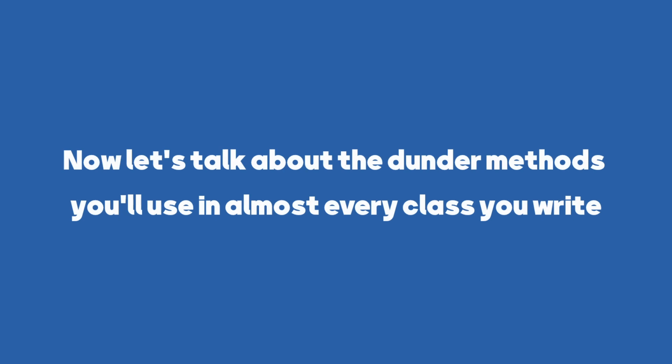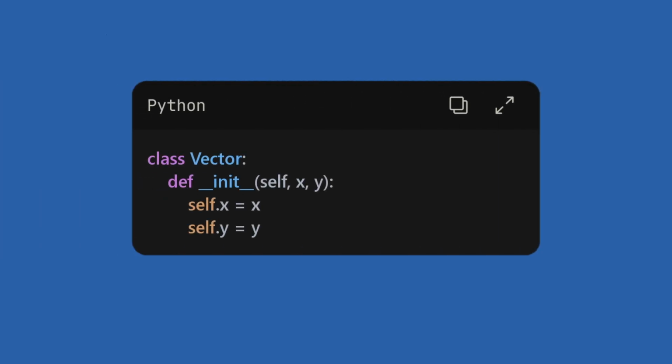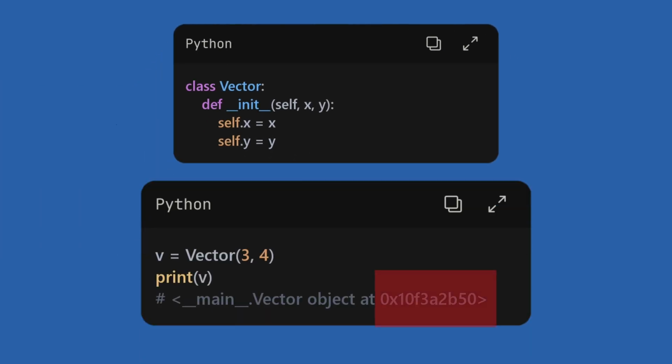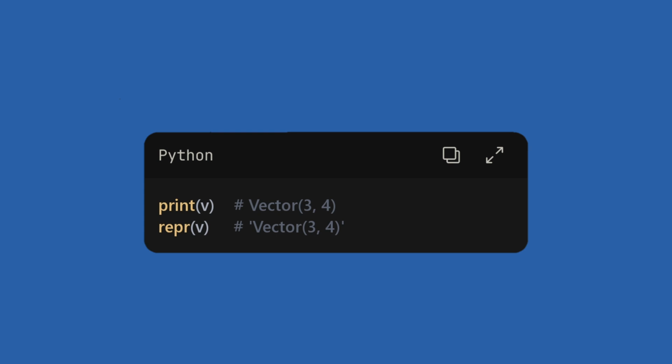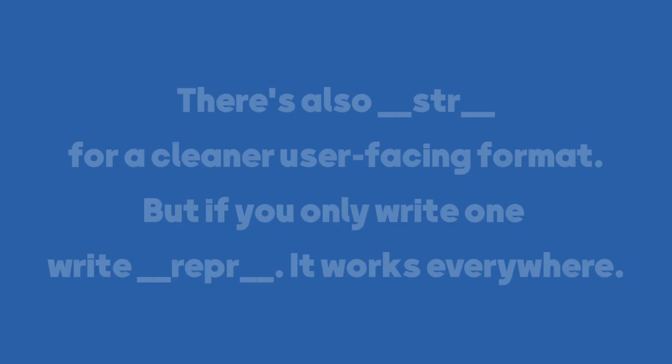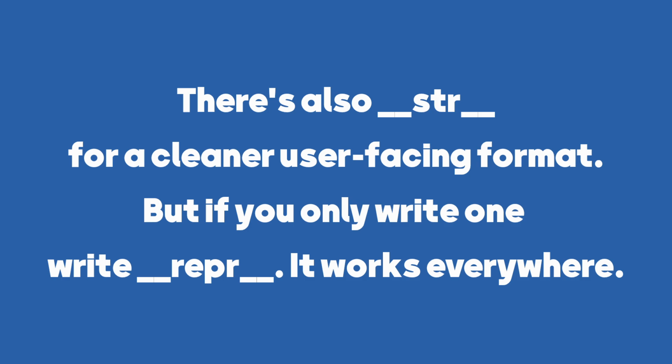Now, let's talk about the dunder method you'll use in almost every class you write. First, the __repr__ dunder method. We have a vector, let's print it. A memory address, useless. Let's fix it. __repr__ returns a string that represents the object. The output should look like valid Python that recreates it. There's also the __str__ dunder method for a cleaner user-facing format. But if you only write __repr__, it works everywhere.